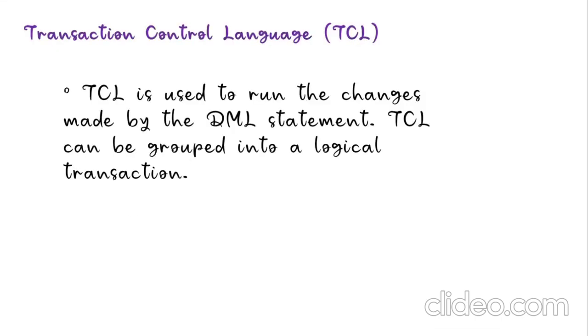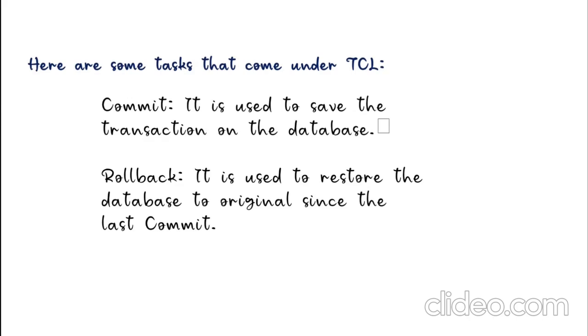And then the last one is TCL. TCL stands for Transaction Control Language. It is used to run the changes made by the data manipulation language statement. TCL can be grouped into logical transactions. Here are some tasks that come under TCL, that are commit and rollback. Commit is used to save the transactions on the database. Rollback is used to restore the database to the original since the last commit.